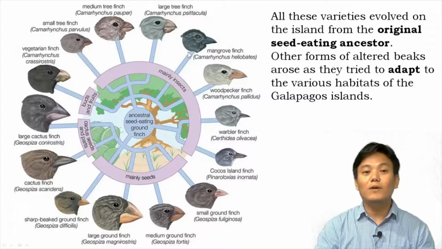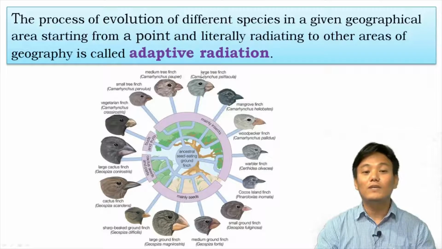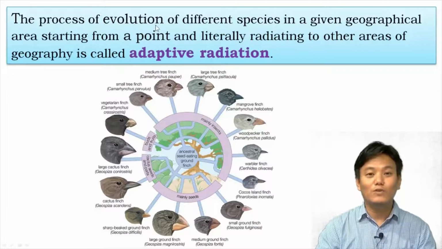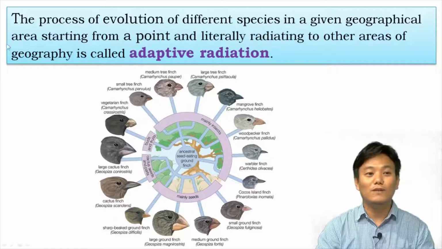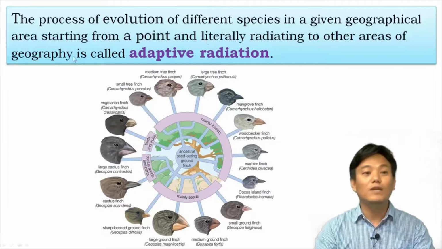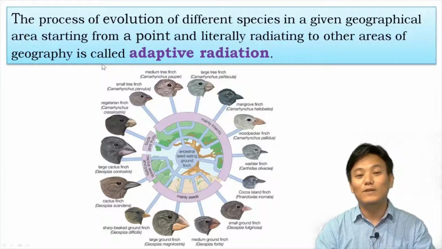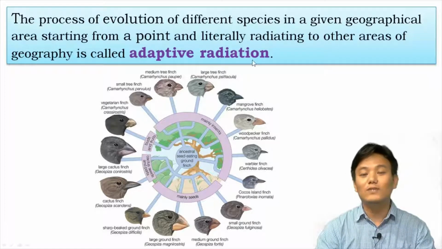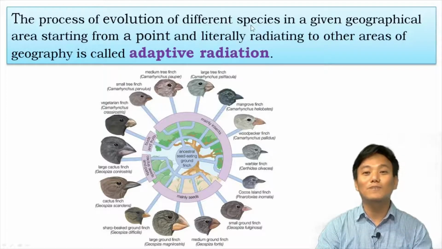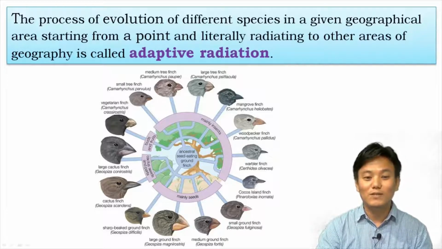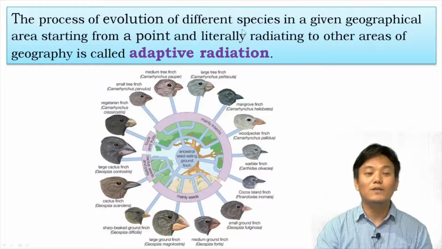Now when we think about evolution over here, in other words, we can say that the process of evolution of different species in a given geographical area, starting from a point and literally radiating to other areas of geography, is called adaptive radiation. So now we have the definition of adaptive radiation, right? Adaptive radiation is nothing but a process of evolution of different species, in this particular case different species of finches, in a given geographical area. The geographical area is Galapagos Island, starting from a point.